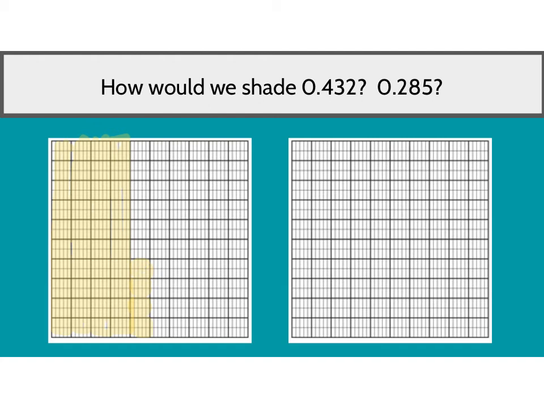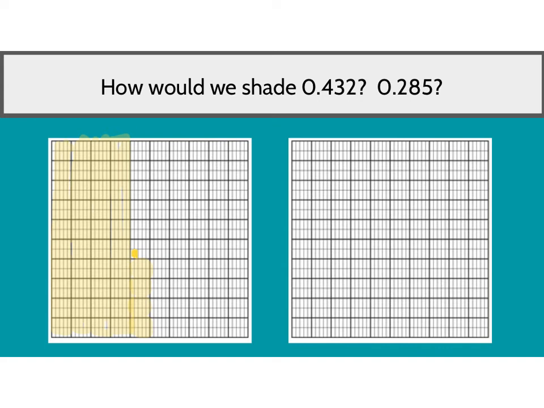And then we'll move to the last digit here, which is a 2. And this is probably what's going to be hardest to shade because those are the smallest rectangles. But we need to shade in 2 of those. So I'm not sure if I can get it shaded. There's 1 and 2. So that is what that would look like for 0 and 432 thousandths.